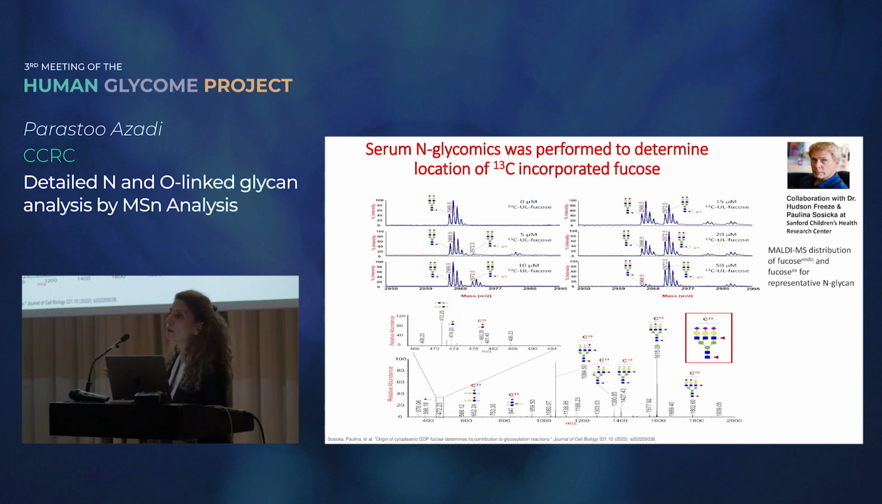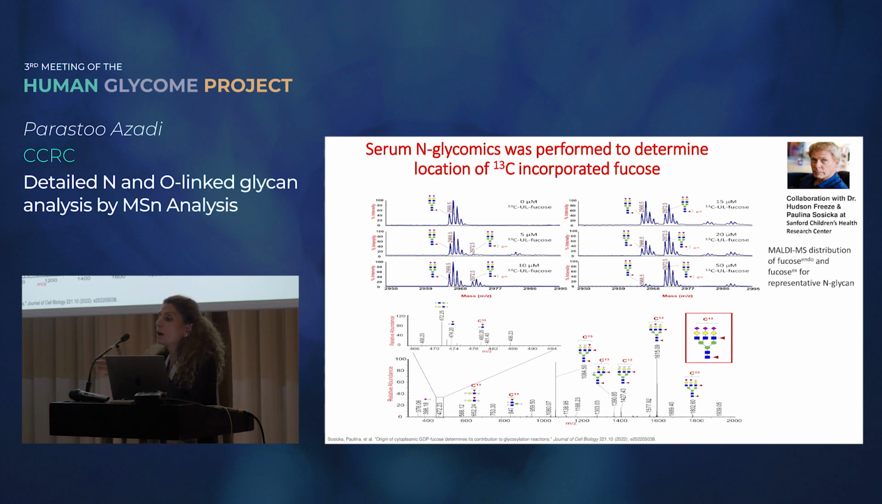I'm just going to go through a few examples from the last few months. This is an example of a collaboration with Hudson Freeze and his postdoc Paulina from Stanford Children's Health Research Center. Hud is interested in what happens to fucose in the cells. Where is it coming from? His question was about the pool of fucose that we have in the cells, this supposedly homogeneous pool.